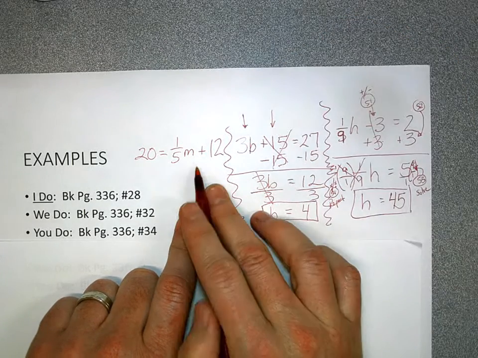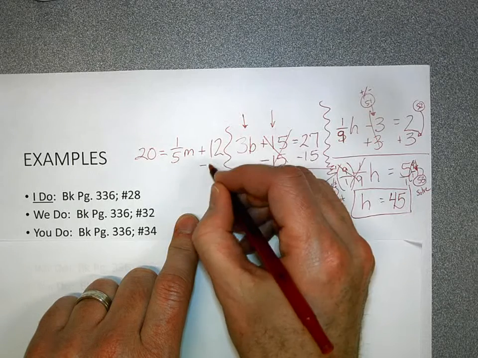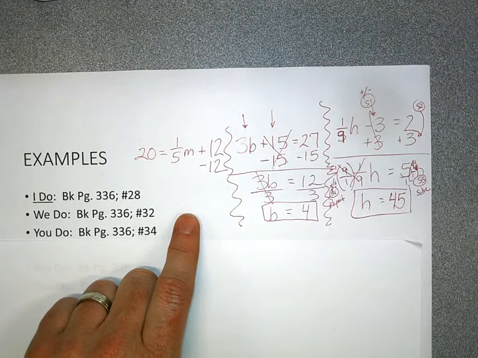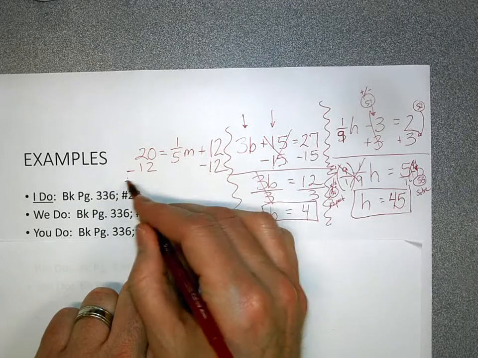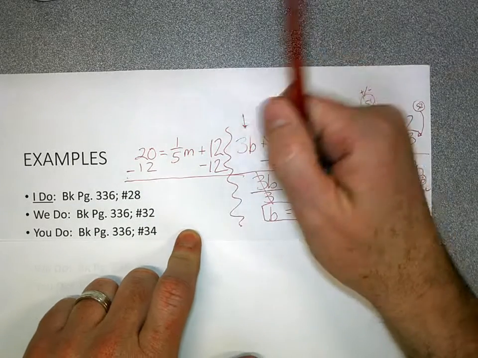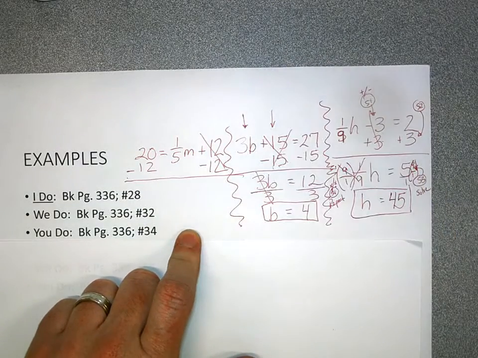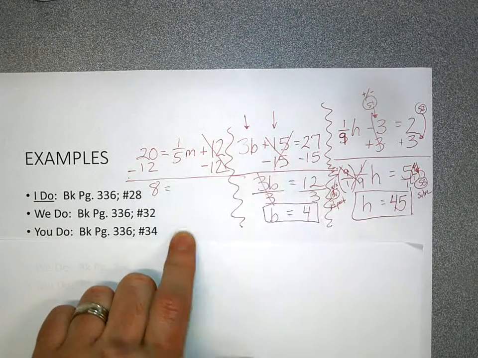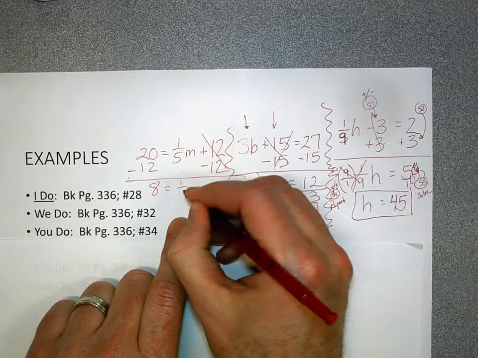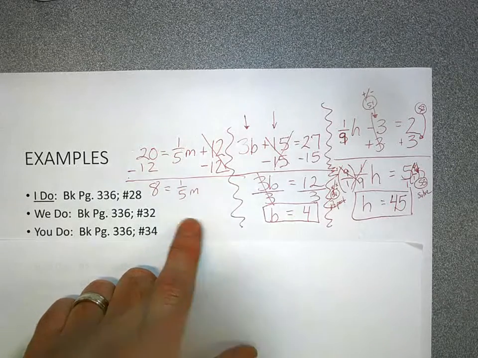So I start there. I do my additive inverse, just step 1. I subtract 12 here. Step 2, of course, is balance out the equation. Do the same thing to the other side of the equal sign. So that's gone where we did the inverse. 20 minus 12 gives us 8. So, of course, we're solving with step 3. So it's 8 equals 1/5 m.